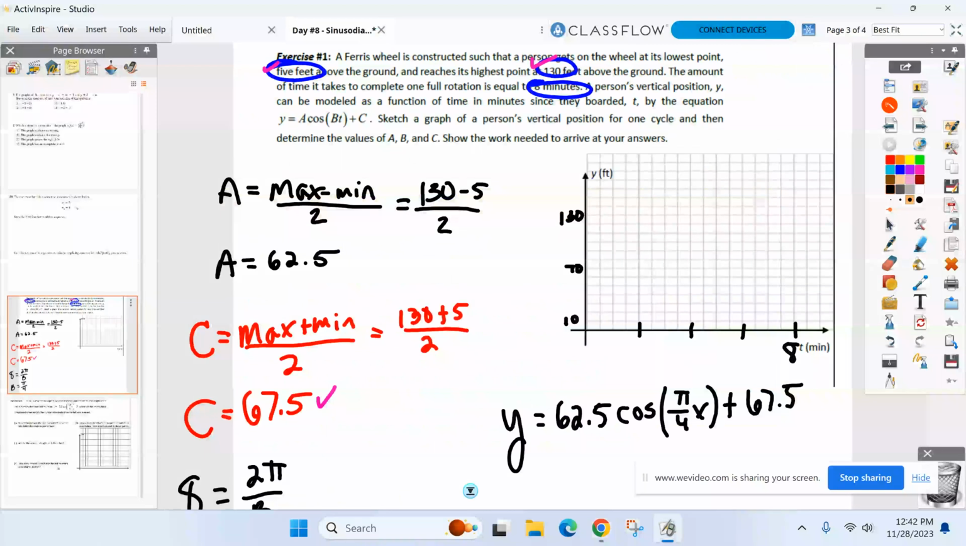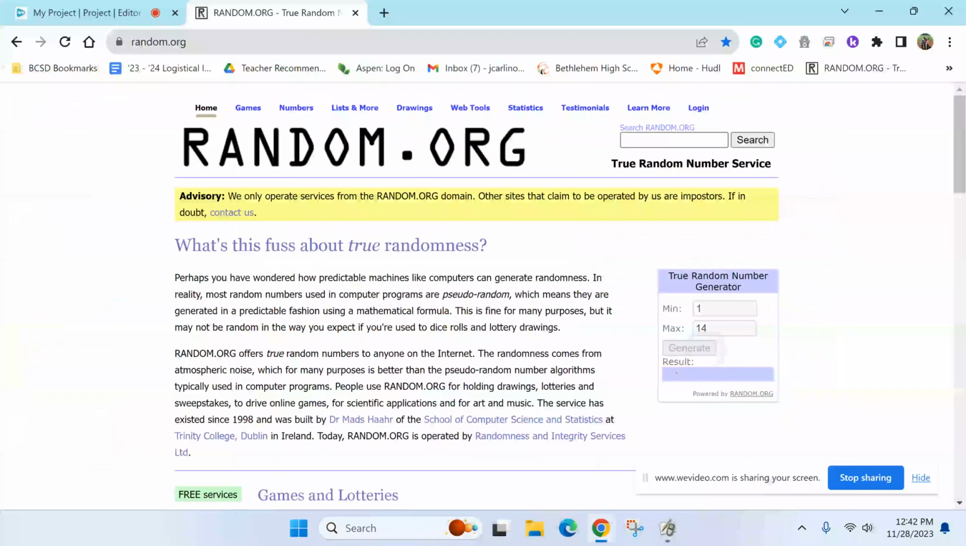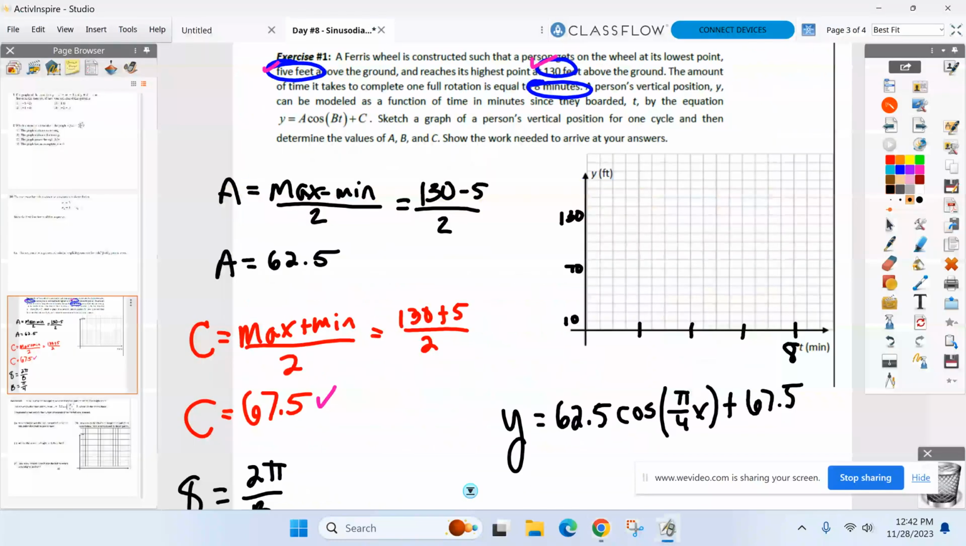Now, how do you figure out what you have to go by and start? What do I do with that 8? Let's keep rolling. Grant, what do I have to do to that 8? Divide by 4. And what do you get? 2. So 2, 4, 6.